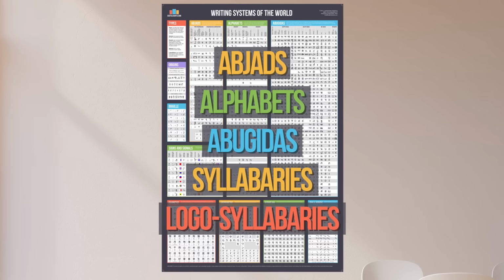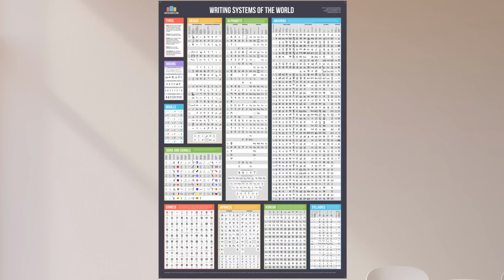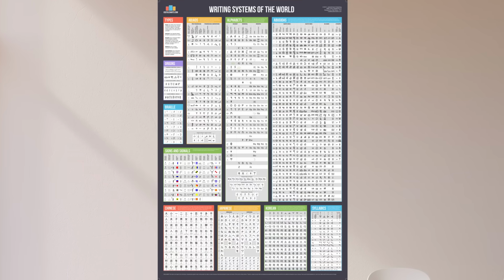Basically, writing systems can be divided into 5 main categories: Abjads, alphabets, Abugidas, Syllabaries, and Logosyllabaries. In this video, I'll be looking at each category in turn and showing you how each one works, using several real-world languages as examples.